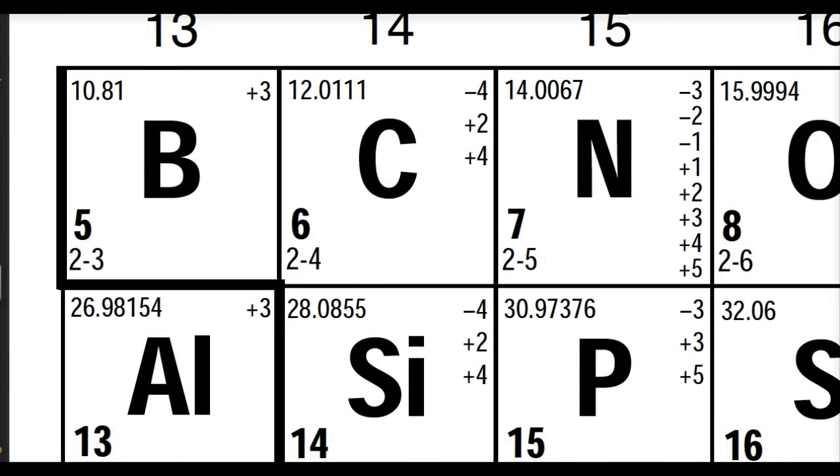And I see the atomic number is 6. It has 6 protons. Now, we can round that to 12, and there's a reason why it's closer to 12. We'll get to that, but there's 6 protons. Now, if it's an atom, it also has 6 electrons.